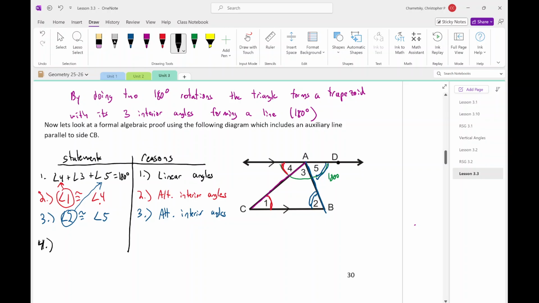So when we do that, we're going to have angle 1 plus angle 3 plus angle 2 equals 180. So I'm just doing a substitution. And now, algebraically, I have shown that angle 1 plus angle 2 plus angle 3 equals 180 degrees. So that is our algebraic proof that the sum of interior angles adds up to 180 degrees.